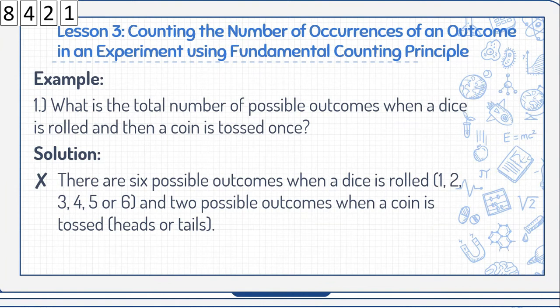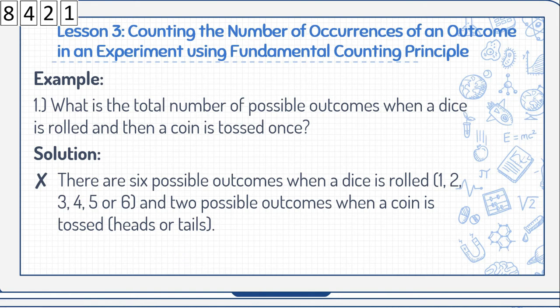And for our lesson 3, we have here counting the number of occurrences of an outcome in an experiment using fundamental counting principle. This time, fundamental counting principle. So, for example, we have here, what is the total number of possible outcomes when a dice is rolled and a coin is tossed once? Okay, so for our solution, there are 6 possible outcomes when a die is rolled. Okay, kasi merong 6 na faces, di ba? Yung dice. So, 1, 2, 3, 4, 5, or 6. And 2 possible outcomes when a coin is tossed, either heads or tails.